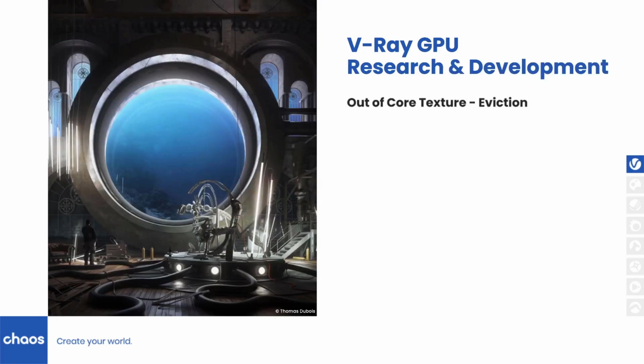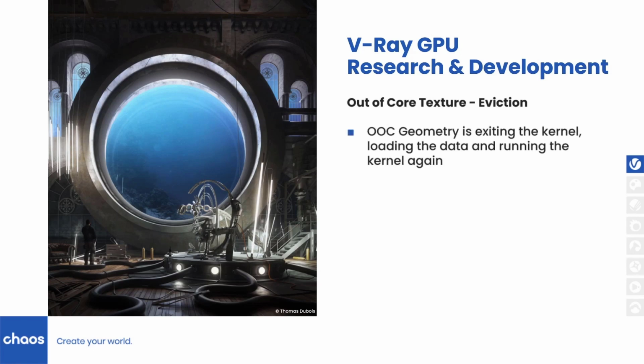Now I want to talk about some of the research and development we are doing at V-Ray GPU. One of it is concerning out-of-core textures. Our current implementation for geometry is that when a ray hits a geometry that is not yet loaded into GPU memory, we make a request for it and then exit the kernel, load the data on the CPU, and then we execute the kernel again, which will make all the calculations again and progress further as it now has all the needed data. And then again, if we hit something else which is not present in the GPU memory, we exit the kernel, load it, and then call the kernel again.